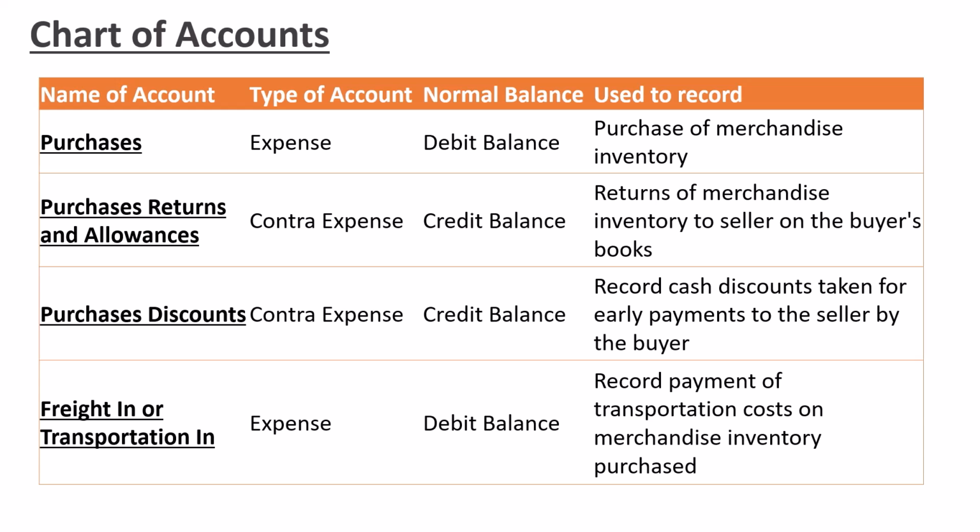Now, trade discounts are handled differently. Rather than recording them in a separate account, the discount simply reduces the purchase price of the merchandise, and as a result, only the discounted amount is recorded. Together, these accounts help accountants determine the true cost of merchandise purchased during the accounting period. And ultimately, accountants incorporate these accounts into the calculation of cost of goods sold, which appears on the income statement and represents the actual cost of the inventory sold to customers.